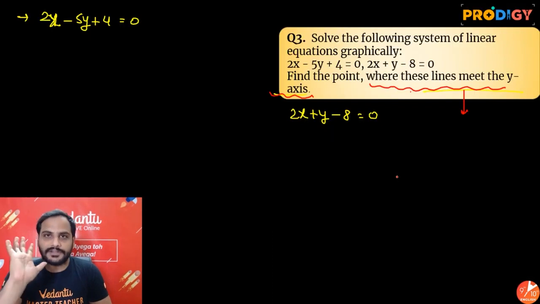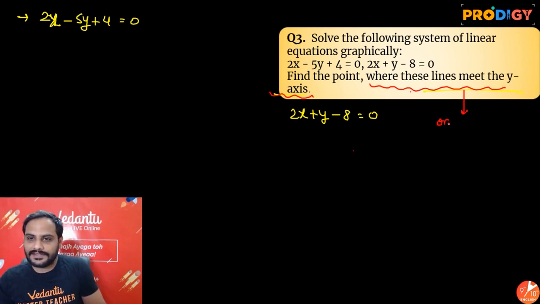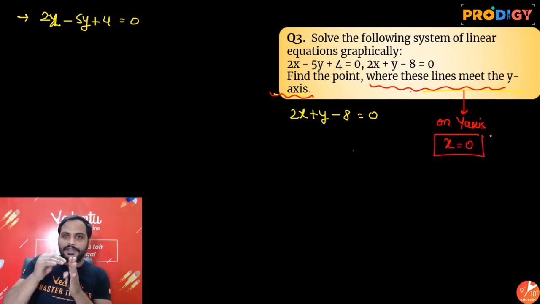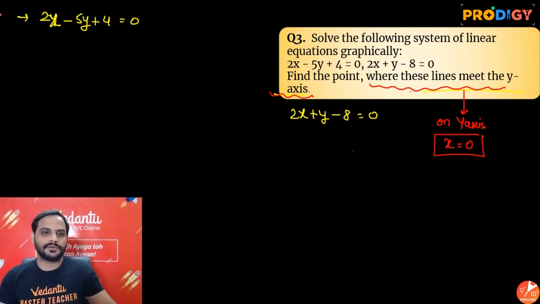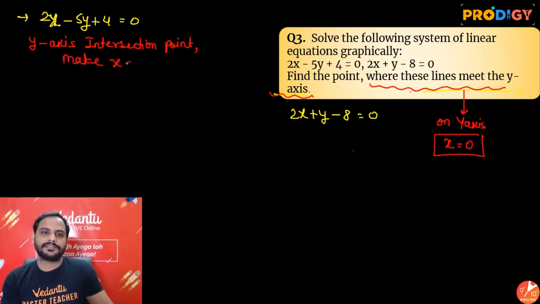How can I do it without a graph? It is very easy. On the y-axis, remember this thing, we know that on the y-axis the x coordinate must be 0. It is opposite on the x-axis, where the y coordinate is 0. On the y-axis the x coordinate is 0. So to see what point on the y-axis they will intersect, for the y-axis intersection point, make x equal to 0.